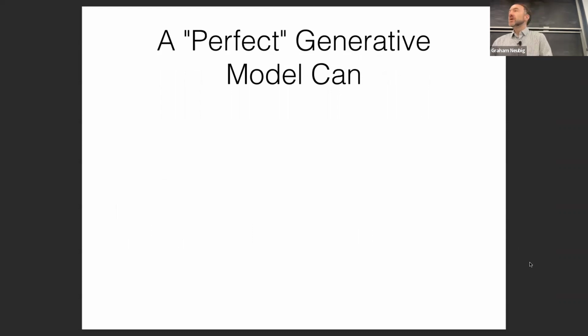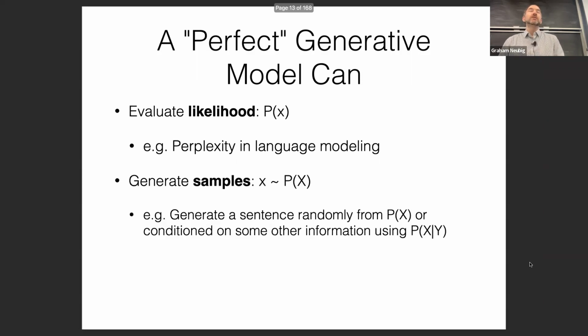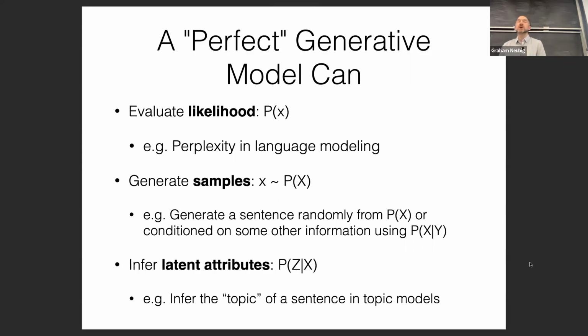There are a number of things that a perfect generative model should be able to do. The first thing is evaluate the likelihood, and specifically have a high likelihood for natural sentences and a lower likelihood for unnatural sentences or samples. Another thing it should be able to do is generate samples. So it should be able to, for example, generate a sentence randomly from P of X or conditioned on some other information using a conditional distribution.